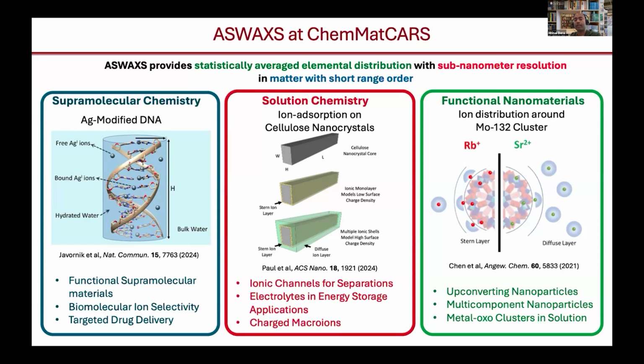The third broad category is the functional nanomaterials. Nanomaterials now come with different kinds of elements, multiple elements fused together to give you alloy kinds of systems. So all those kinds of nanomaterials you can probe where you need elemental sensitivity. In particular, we are looking into upconverting nanoparticles, which give you unique optical properties, multi-component nanoparticles, and some of the recent ones are metal oxo clusters. The cartoon shows how ions interact with those metal oxo clusters in solution.